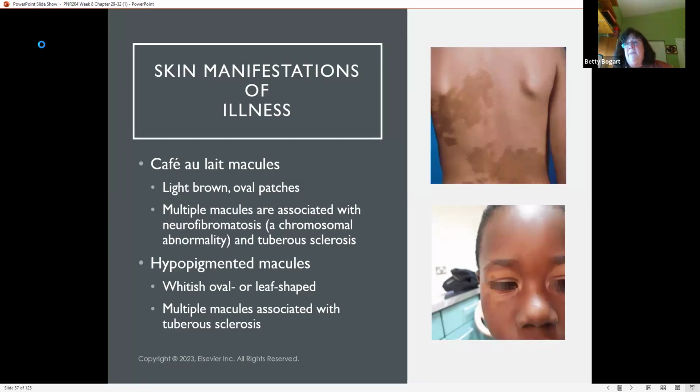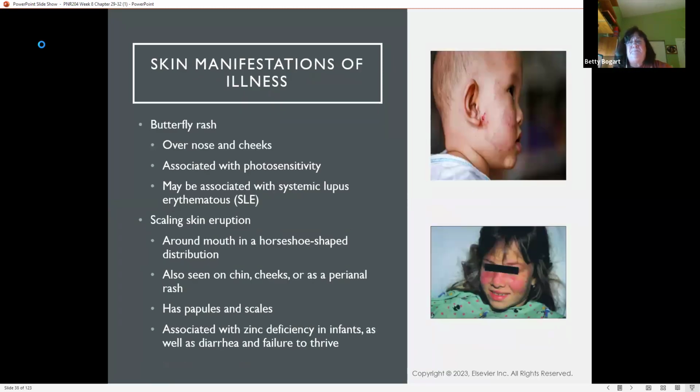So some of the types of lesions, cafe au lait, looks like coffee splatter, right? Hypopigmentation would be maybe a black person who has white patches. I mean, remember Michael Jackson? Those type of things. And sometimes the hypopigmented can be associated with tuberous sclerosis, and sometimes the cafe au lait could be neurofibromatosis. So there are different reasons why it could happen.